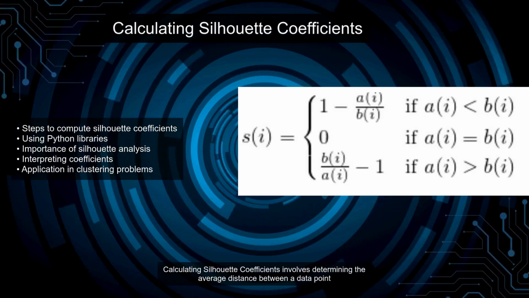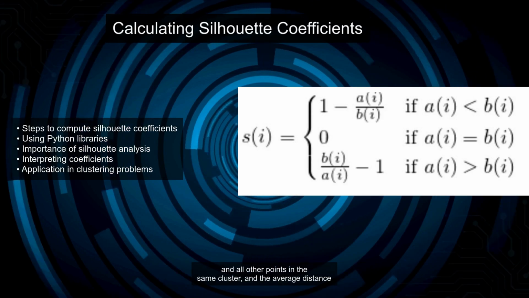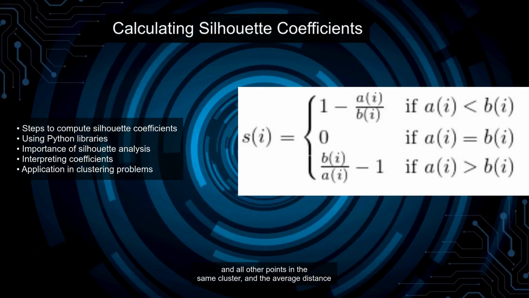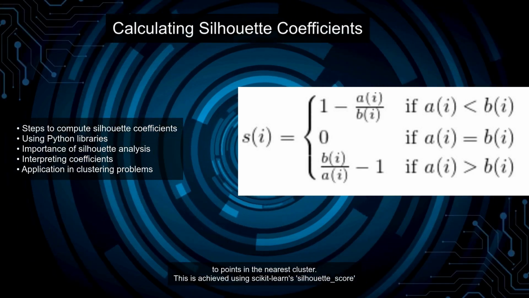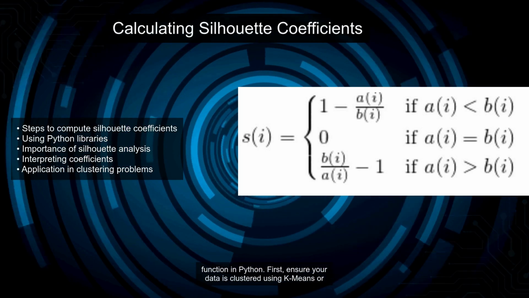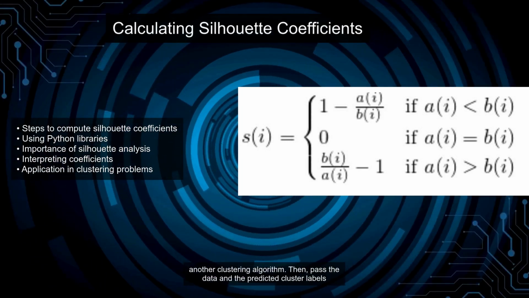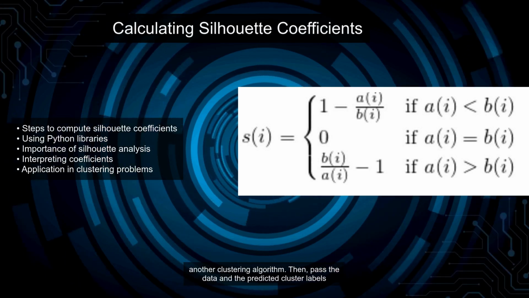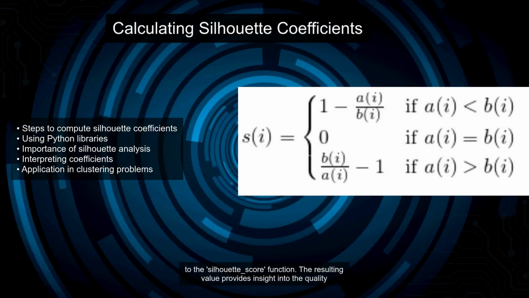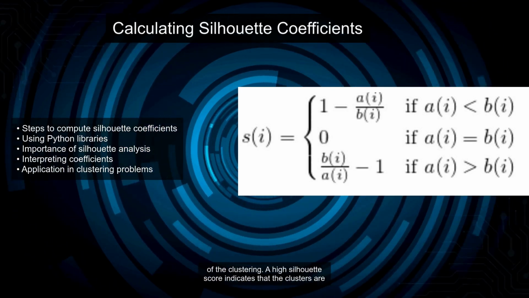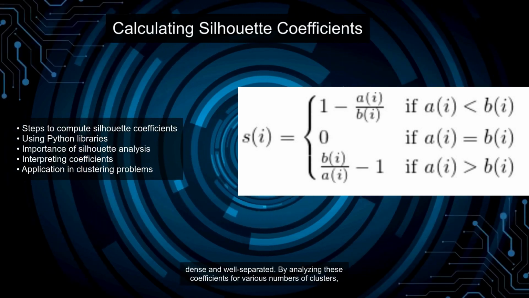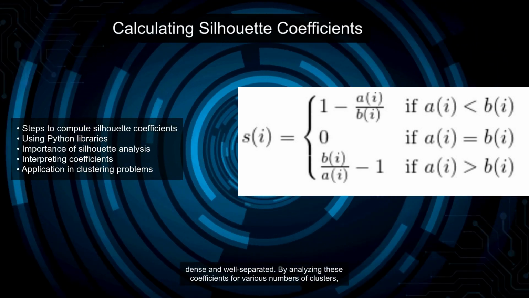Calculating silhouette coefficients involves determining the average distance between a data point and all other points in the same cluster, and the average distance to points in the nearest cluster. This is achieved using scikit-learn's silhouette_score function in Python. First, ensure your data is clustered using k-means or another clustering algorithm. Then, pass the data and the predicted cluster labels to the silhouette_score function. The resulting value provides insight into the quality of the clustering. A high silhouette score indicates that the clusters are dense and well separated.